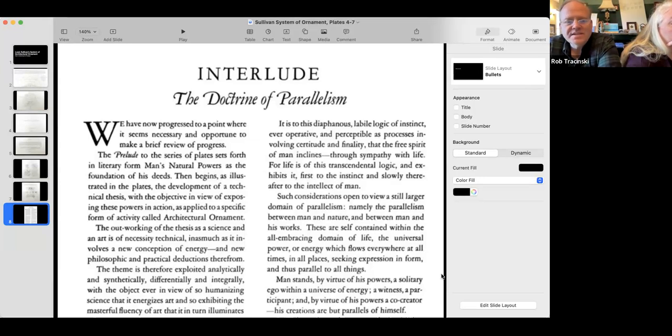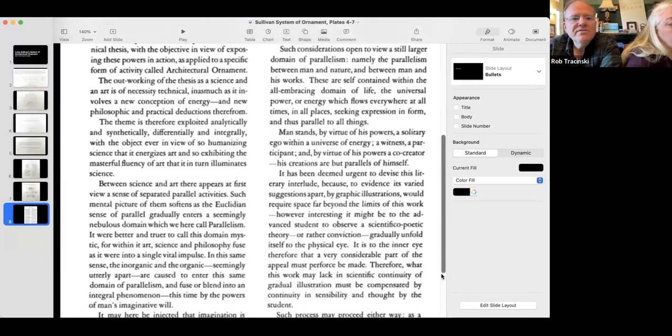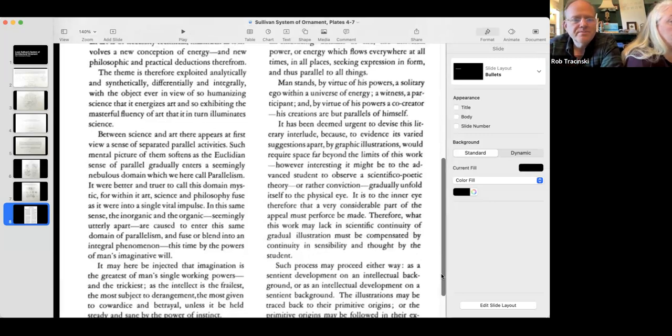The outworking of the thesis is a science and an art. The outworking of the thesis as a science and an art is of necessity technical, inasmuch as it involves a new conception of energy and new philosophic and practical deductions therefrom. The theme is therefore exploited analytically and synthetically, differentially and integrally, with the object ever in view of so humanizing science that it energizes art, and so exhibiting the masterful fluency of art that it in turn illuminates science.